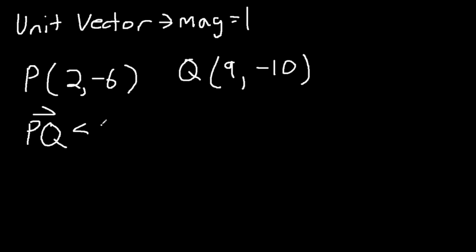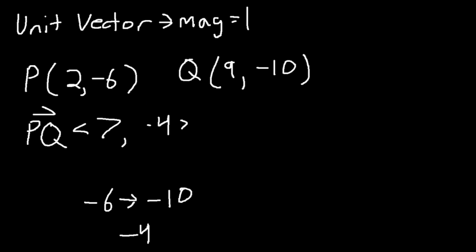I'll do that right now. So the reason why I wrote 7 first is because P is the start, so we see the distance between 2 to 9. How much do we have to add to 2 to get 9? Well, we have to add 7, right? So the first number is 7. And the next number: what's the distance between -6 and -10? You subtract 4. So the next vector value would be -4.